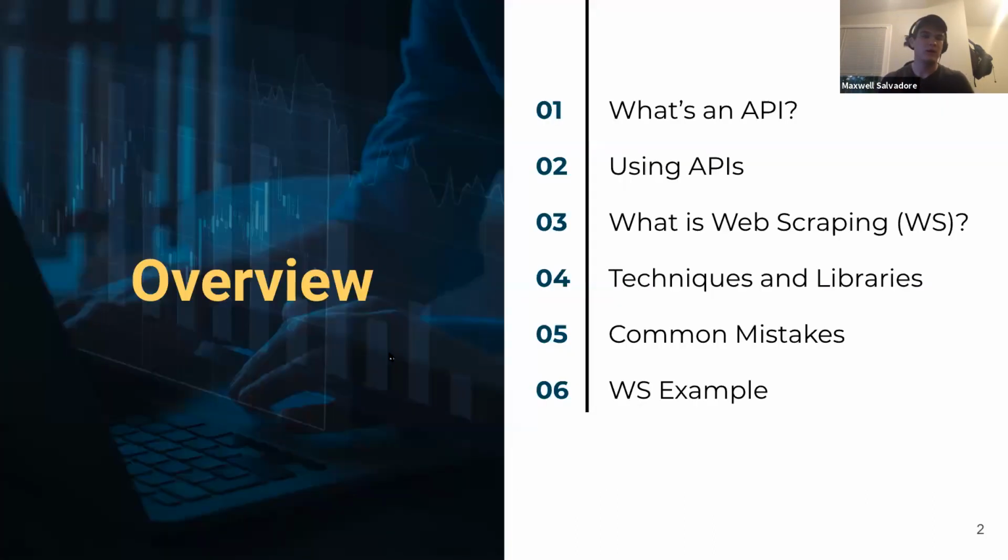So, a quick overview. We're going to go over what an API is, using APIs, what use cases there are for them, and what different APIs you can use. There are tons, I can't list all of them. We're going to go into what web scraping is, and techniques and libraries used within web scraping, so how to specifically approach it. Then common mistakes, pitfalls you want to avoid when web scraping. This relates more to connection, and specifically making too many requests to a website, which you can run into a couple of errors. And then we'll do a web scraping and an API example.